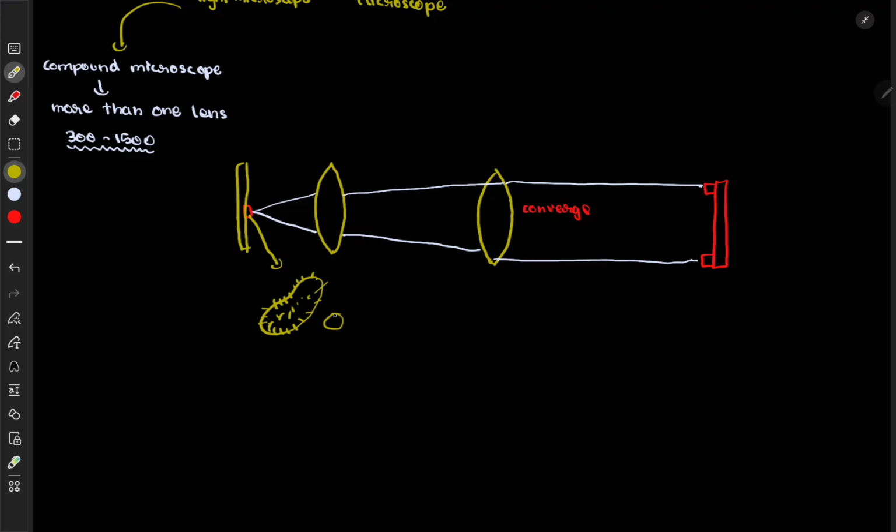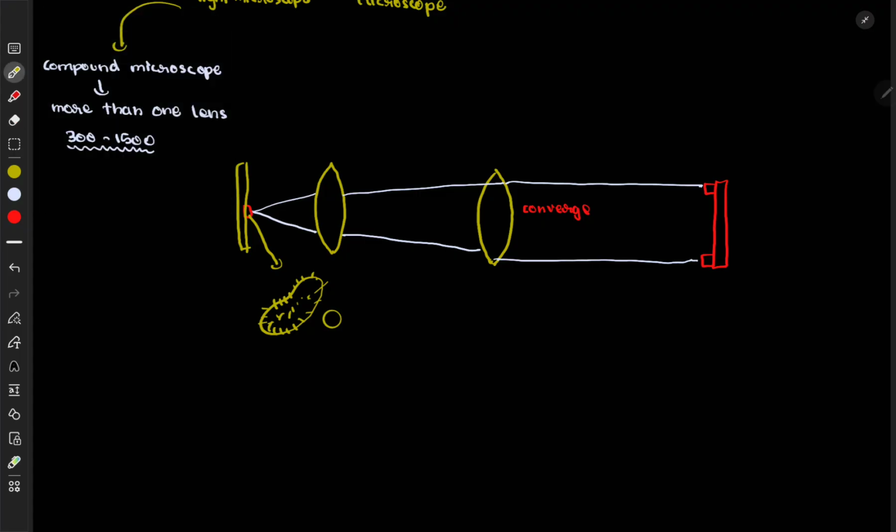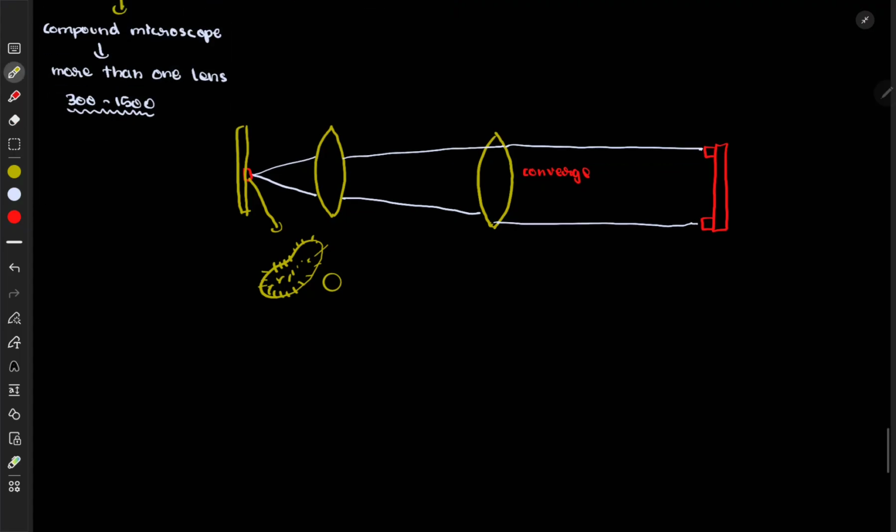Okay, and then all the bacteria, everything that is present, you'd see all of them. Fine, I'll change this to area stroke again so that I don't need to. Okay, so that is how a compound microscope works.